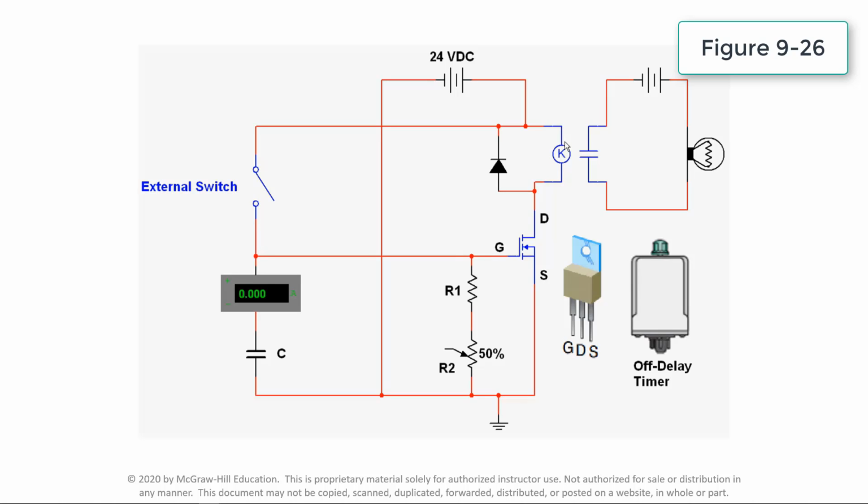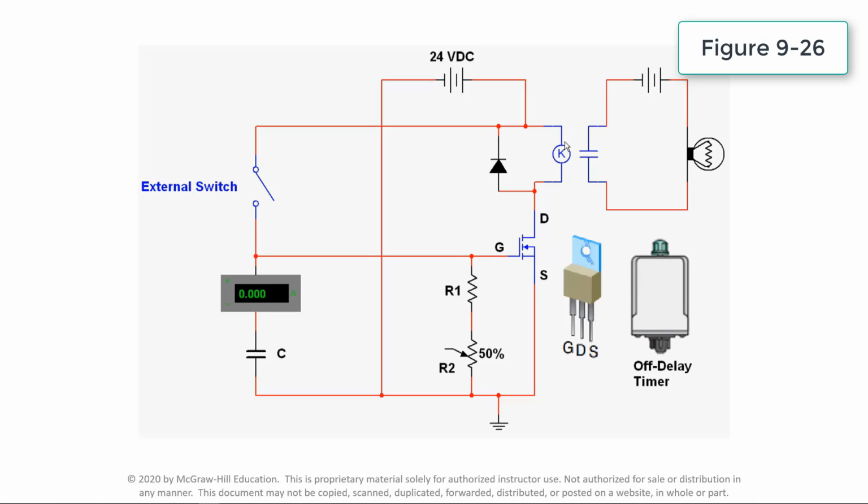The positive gate circuit to the 24 volt source is opened. The stored positive charge of the capacitor discharges to keep the MOSFET switched on. The capacitor begins to discharge its stored energy through R1 and R2 while still maintaining a positive voltage at the gate. The MOSFET and relay coil continue to conduct a current for as long as it takes the capacitor to discharge. The discharge rate, and thus the off-delay timing period, is adjusted by varying the resistance of R2.